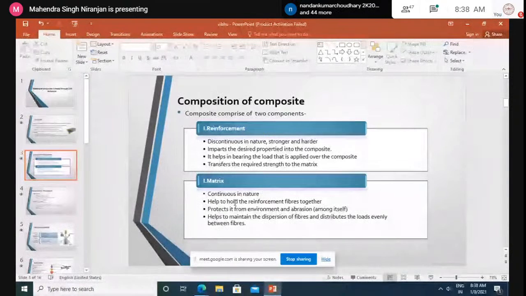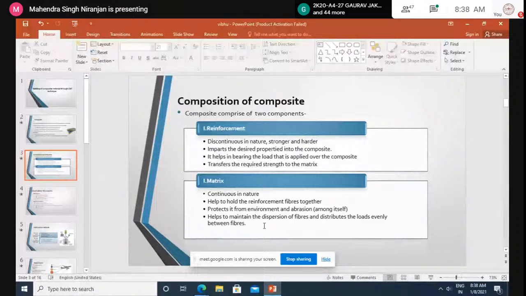Reinforcement based is discontinuous in nature, and matrix based is continuous in nature. It helps to hold the reinforcement fibers together, protects them from environment and abrasion, helps to maintain the dispersion of the fibers and distributes the loads evenly between the fibers. So this is matrix based, continuous in nature. Reinforcement based is discontinuous in nature.